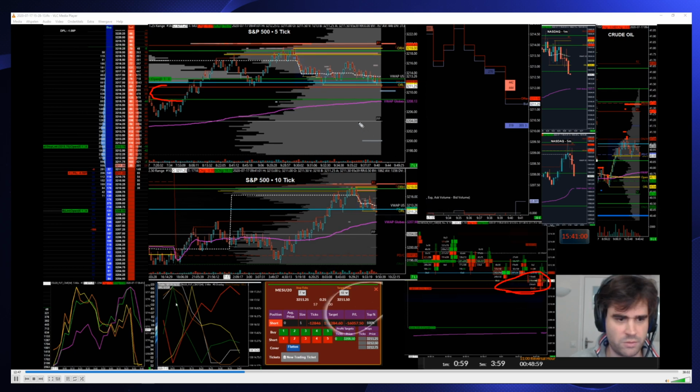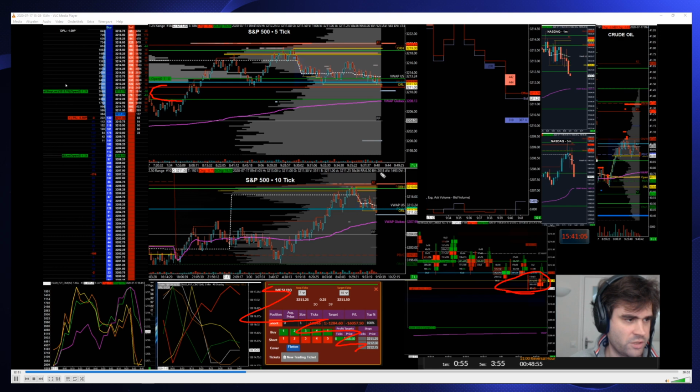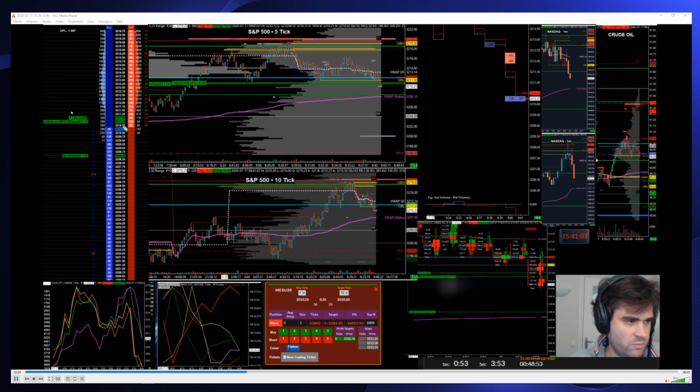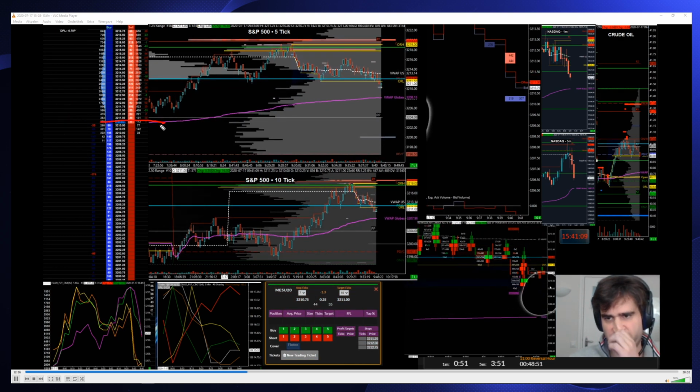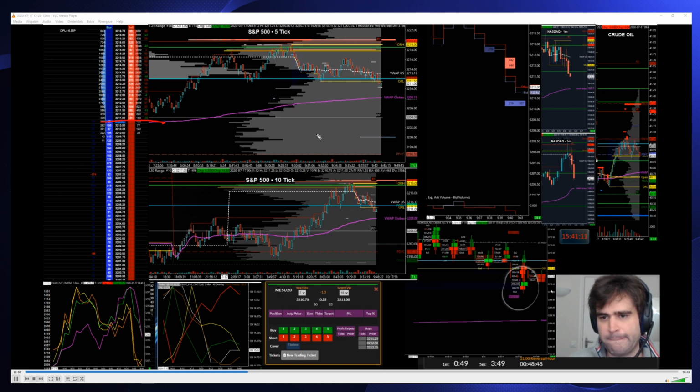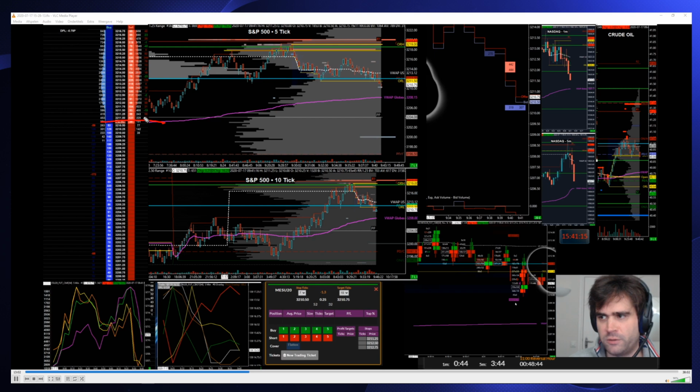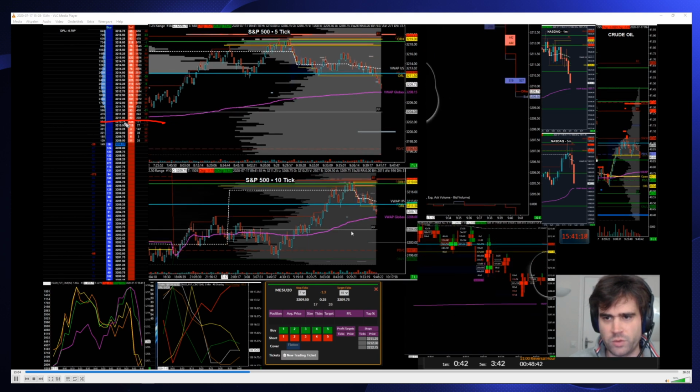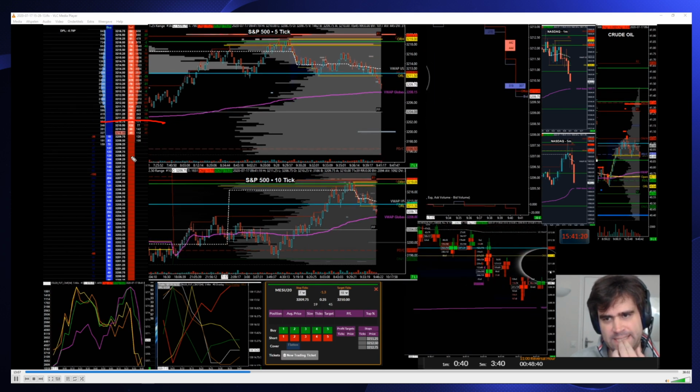Filled. So here's the shorts. You can ignore this for now, it's not working yet. So it goes in my favor, and it goes break even, then it immediately goes back to my break even. But looking at this, if we wait, look, there goes the trade. There goes the trade. That's annoying.